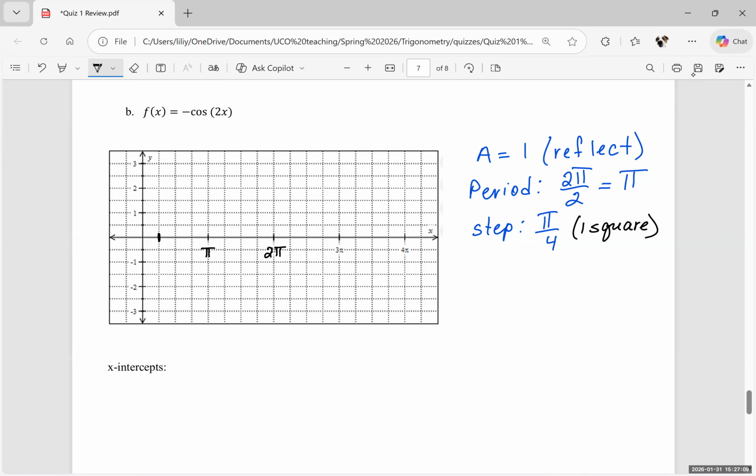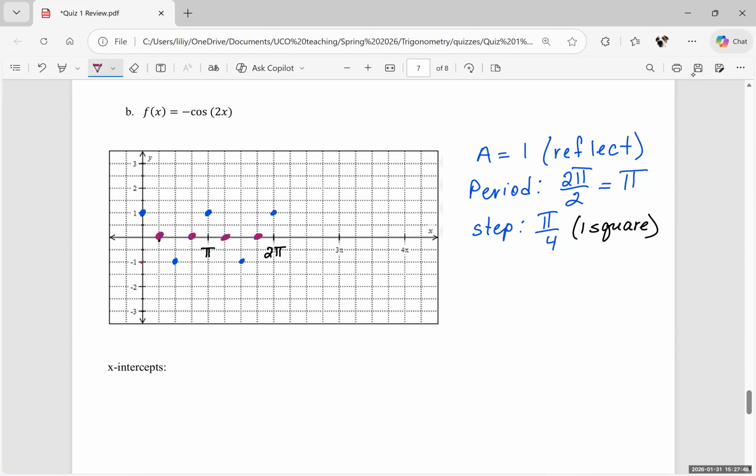Okay. I will put more labels down in a second after I graph this. So for me, this is a cosine function. Cosine usually starts at a maximum, then goes into the x-intercept, then minimum, x-intercept, maximum, x-intercept, minimum, x-intercept, maximum. Now, mine is reflected, so the points that are on the x-axis will stay on the x-axis, but the other ones, the maxes become mins, the mins become maxes.